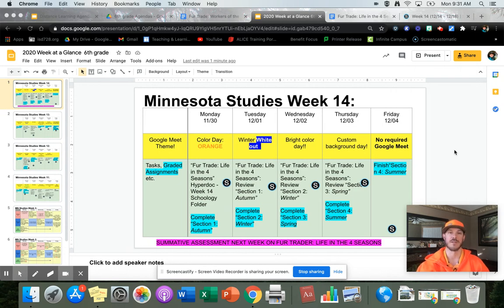So there will be a final Fur Trade summative next week that will be directly related to each thing they do this week. So we're building off of each day, and it's important to make sure that we stay on top of things. So this is just the outlook for the week.